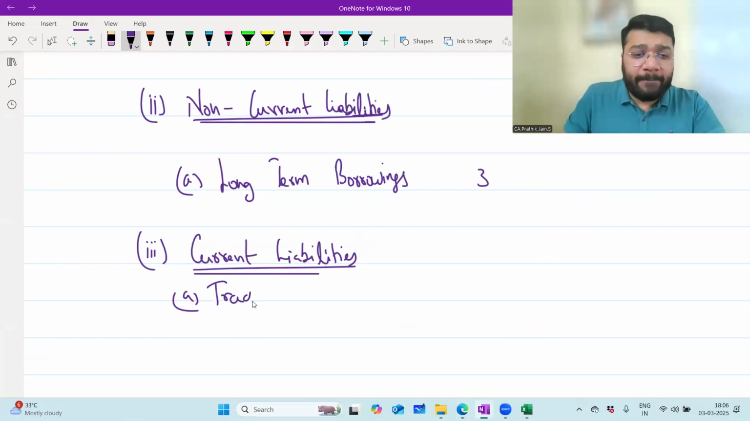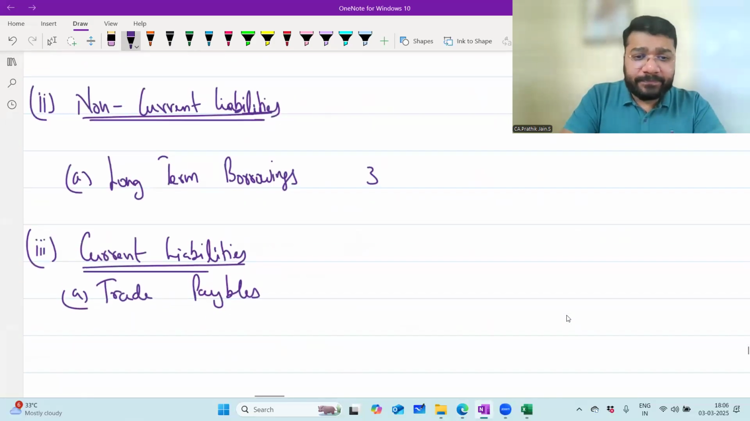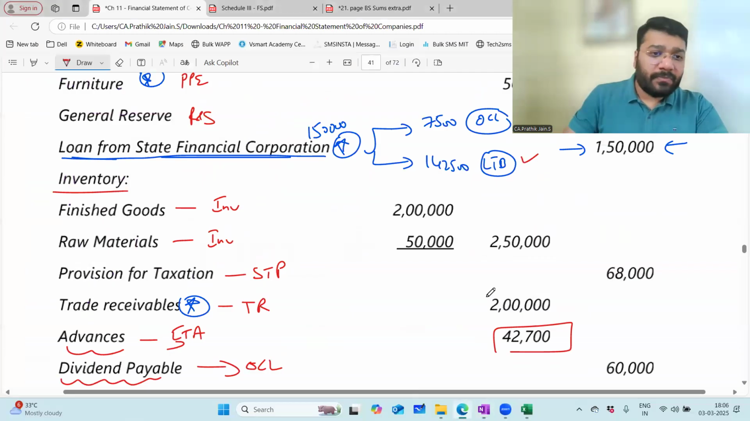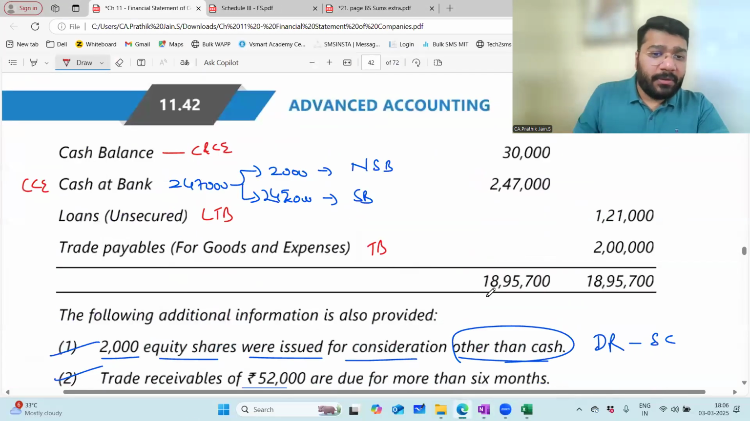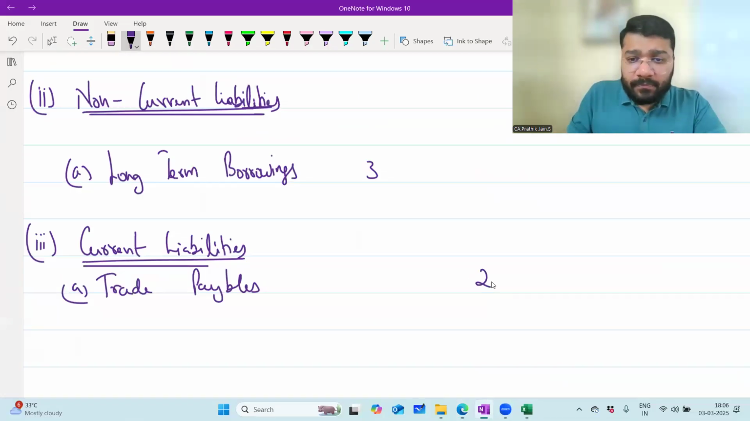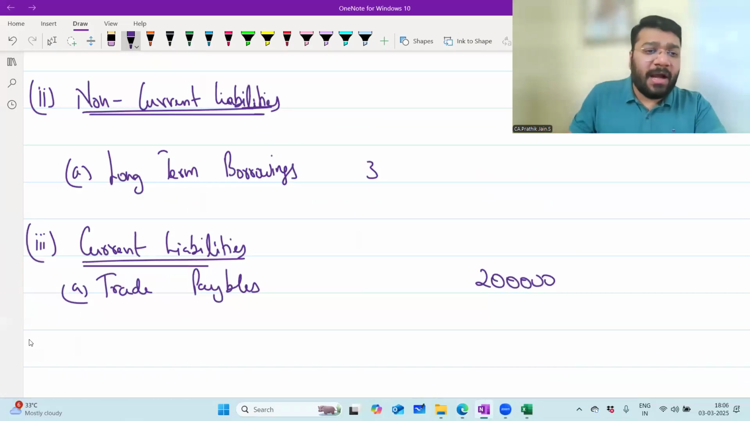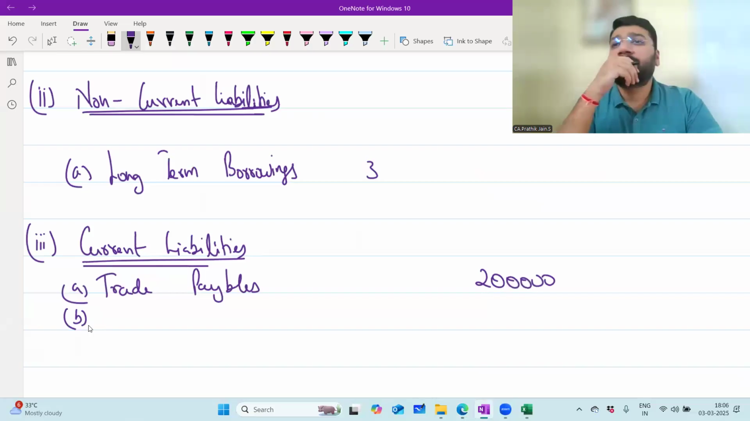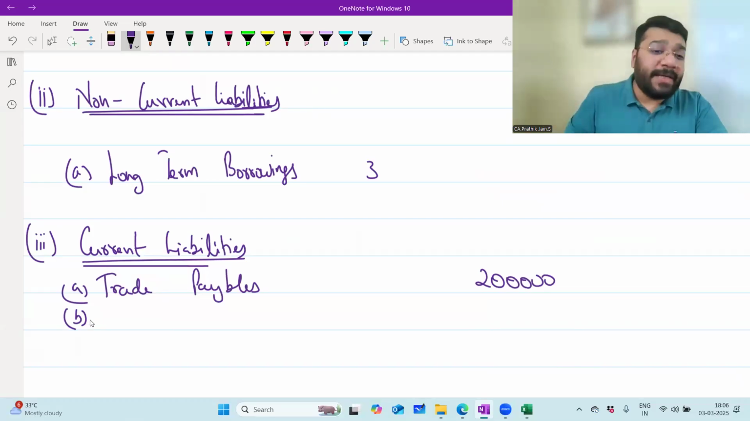Okay, after short-term borrowing, next is trade payable. Any note number required? Not required. Directly we can record it. How much? 2 lakhs. Trade payable 2 lakh, recorded directly in the outer column. Okay. After that, B. Come in order: short-term borrowing, trade payable, other current liability, short-term provision. Do we have other current liabilities? Yes.